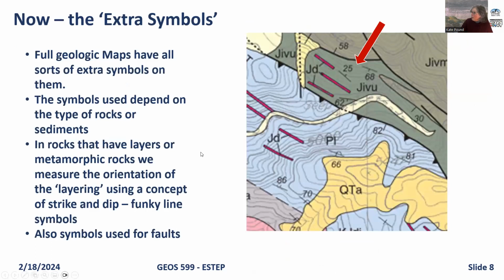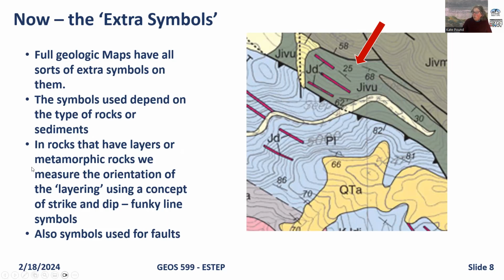So then there's all these extra symbols. This is a completely different geologic map. I'll say it's a full geologic map, one used by geological professionals. So they have a whole bunch of extra symbols on them, and there's usually a key showing what they are. And the range of symbols that gets used depends on the type of rocks or sediments that are present on the map. One of the really useful symbols is one that shows the orientation of layering.